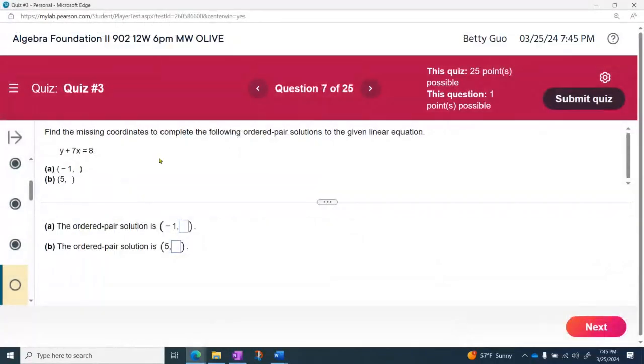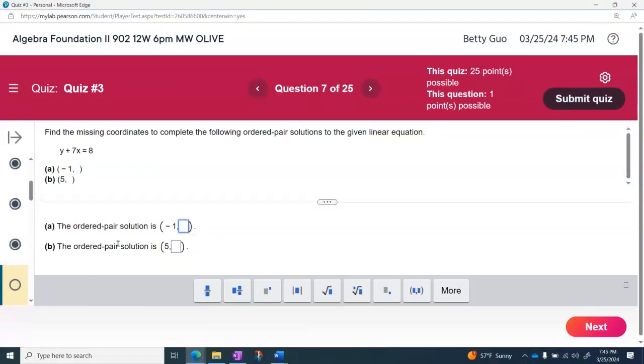Find the missing coordinates to complete the following ordered pair solutions to the given linear equation. The given linear equation is y equals 7x plus 8. The first pair is missing the y value, so we just need to plug in x, right? Plug in x equals 1 here. 7 times 1 is 7. Tell me what's the y value?